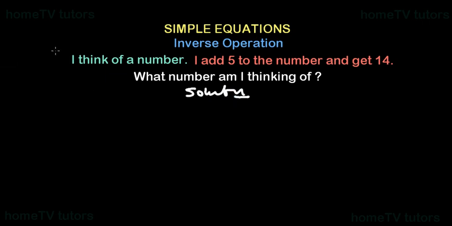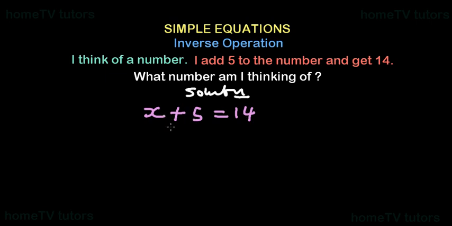So let's read the sentence again. I think of a number, let x represent that number. Then we go to the second sentence. I add 5 to the number. We add 5 to the number and get 14. So what number am I thinking of? If we solve this, we get the number that I am thinking of.